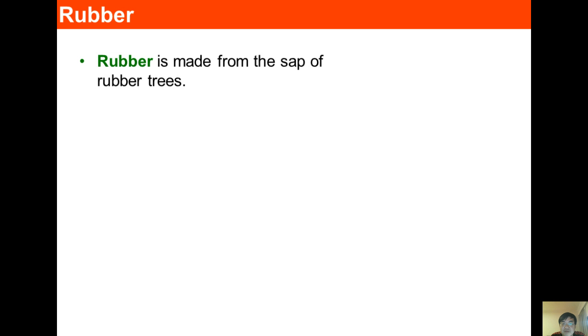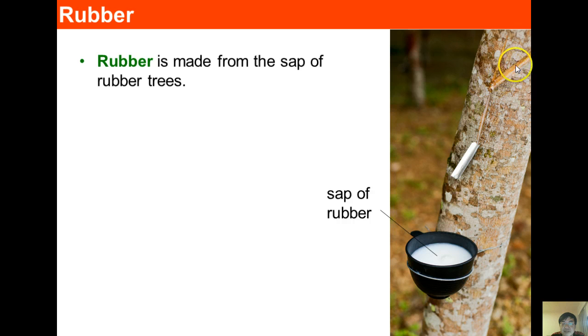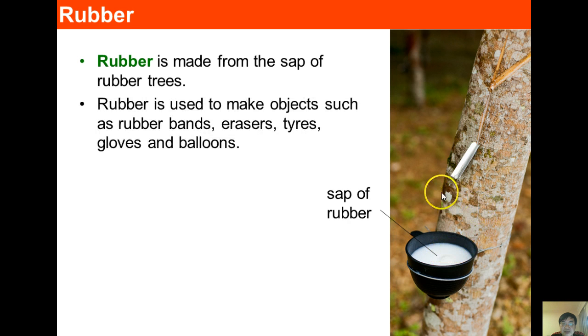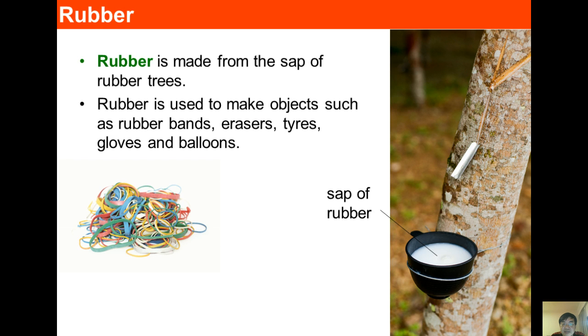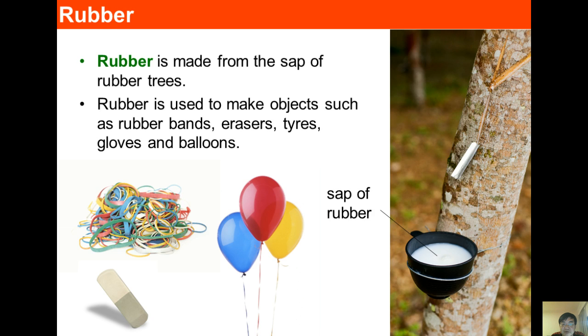Next, rubber. Rubber is made from the sap of rubber trees. Take a look. You just gently cut a side at an angle. The sap will slowly drip down to this modified drainer and it goes into a container. All this sap will be collected to the factories and processed to make objects such as rubber bands, erasers, tires, gloves, and balloons. We believe you have seen and felt most of these materials.